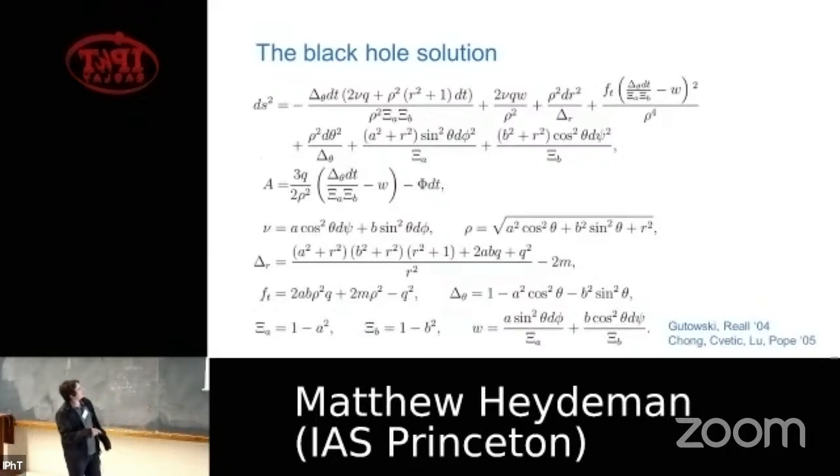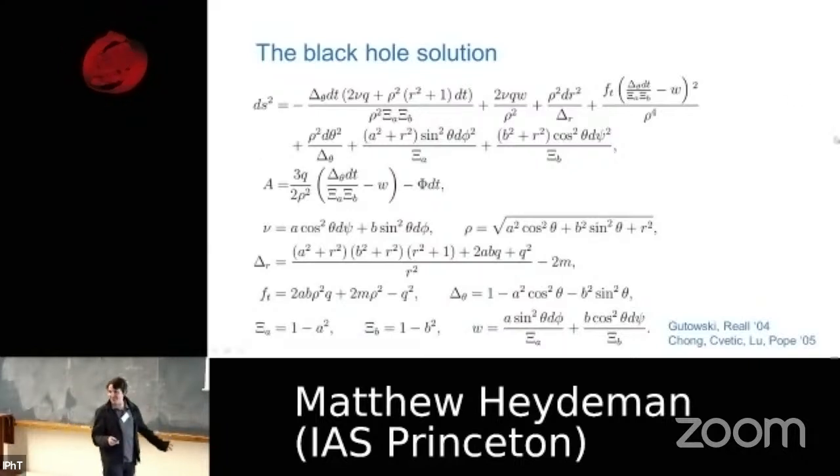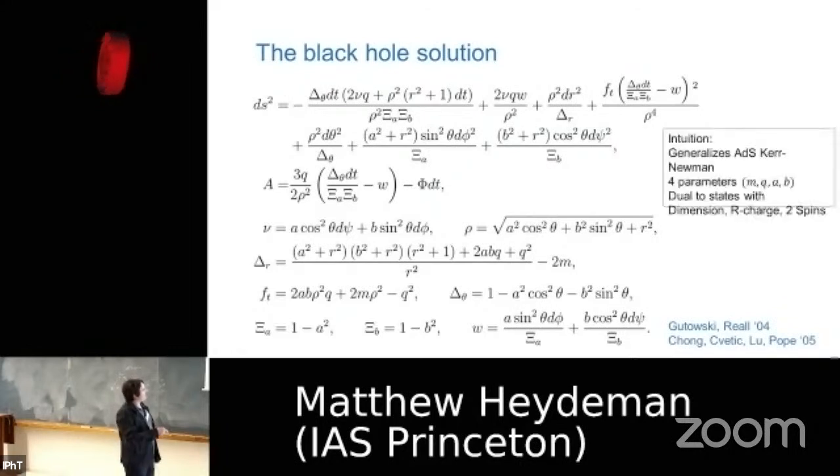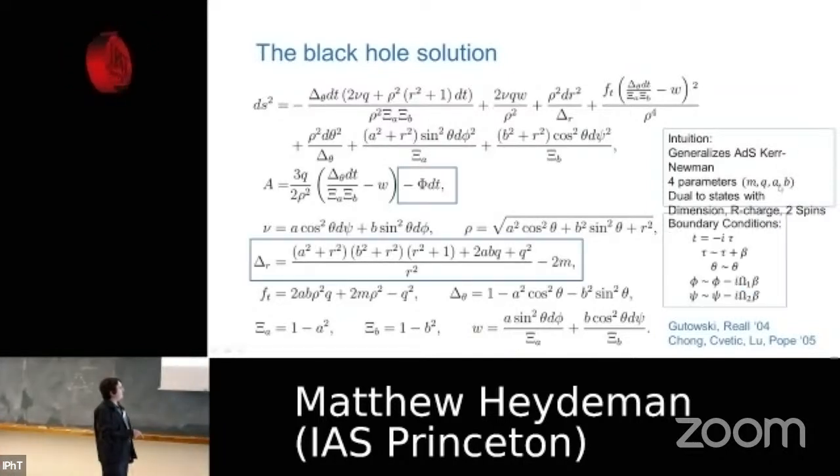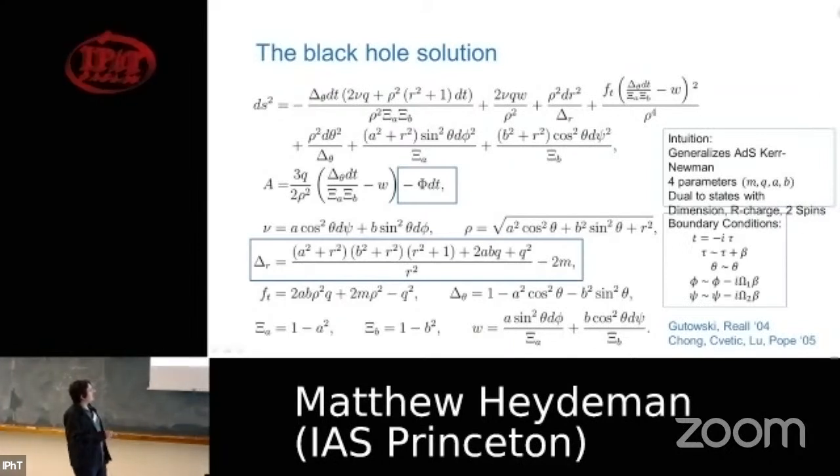Okay, so here's the black hole solution. I'm sure everyone's very familiar with this metric, so we won't dwell on it very long. It's a relatively simple form. You're supposed to just look at it and enjoy it and appreciate it. So it's essentially an AdS Kerr-Newman. There are 4 parameters, M, Q, a, and b. So the mass, the charge, and 2 rotation parameters. And it's dual to states that have dimensions, R-charge, and spin. Sorry again for the slides.